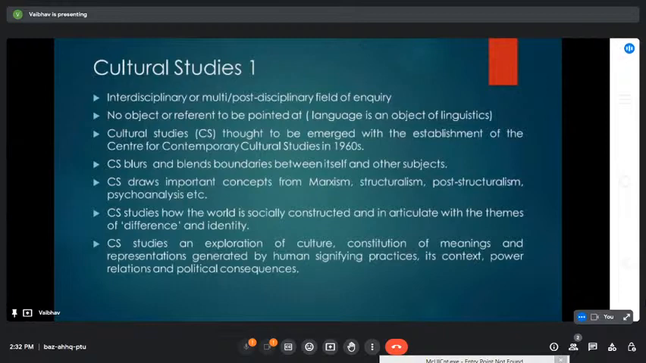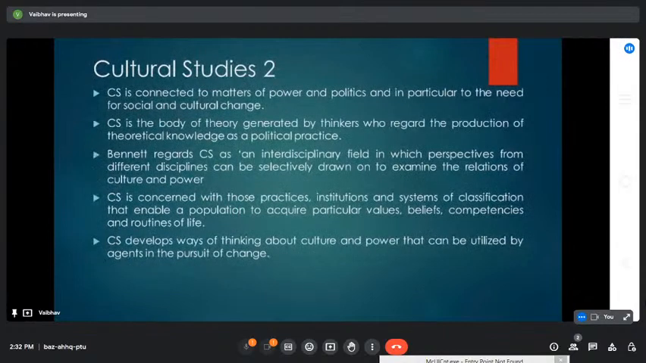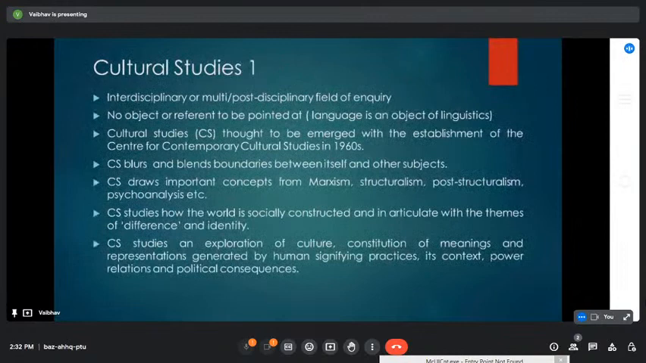Whatever I have discussed yesterday, the definition from anthropology, that again has its own limitations. But cultural studies, as it emerged in the 1950s and 60s in Britain. So what is studied in cultural studies? What is meant by cultural studies? What is expected in cultural studies?